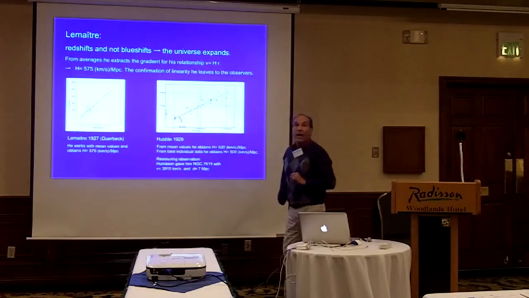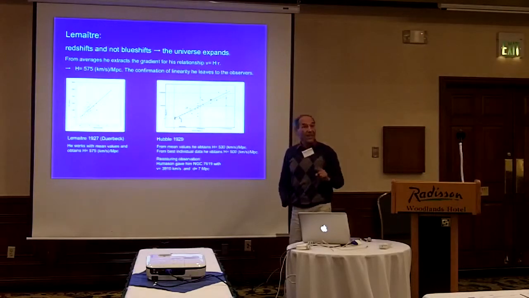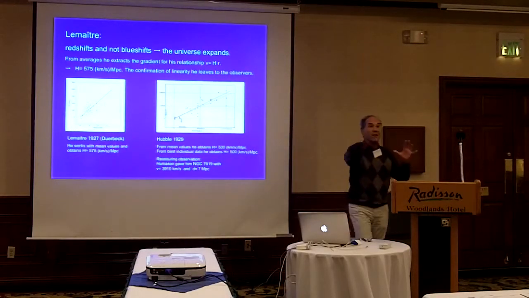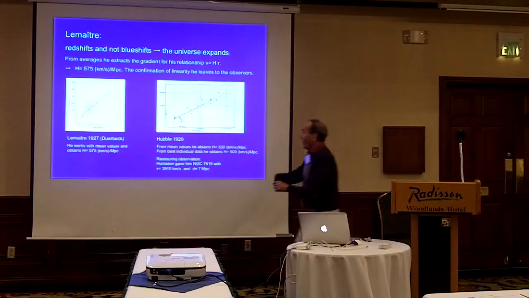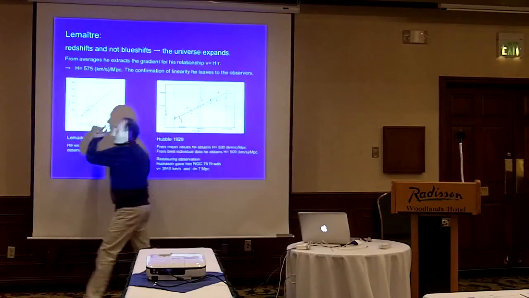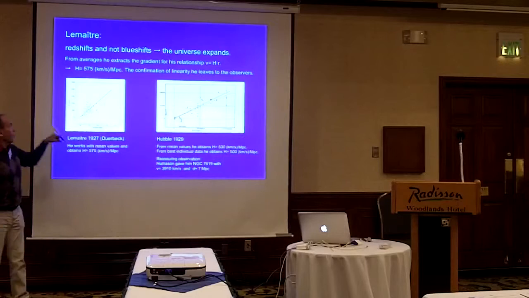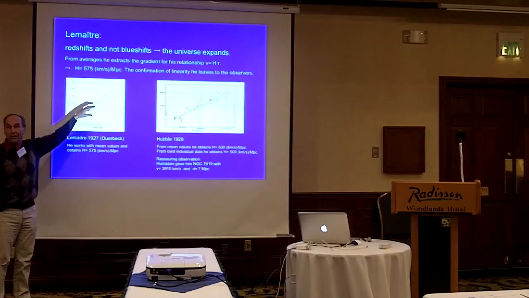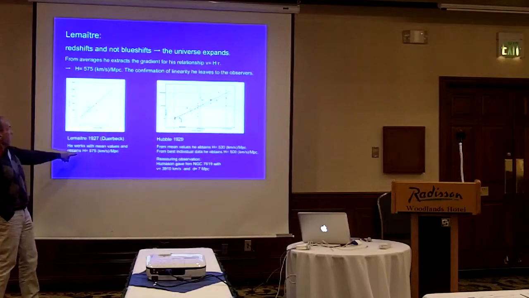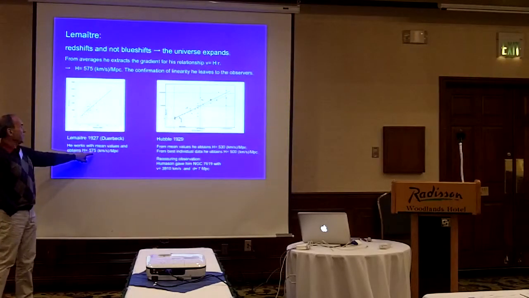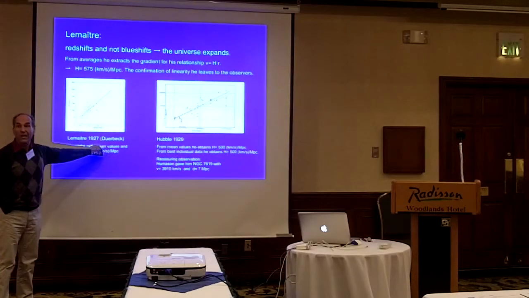But he said, I can always calculate the coefficient of expansion, the H up there. How did he do it? Well, he simply took all the distances, took the mean value, took all the velocities, took the mean value, and then he had his age, and he got 575 kilometers per second per megaparsec.